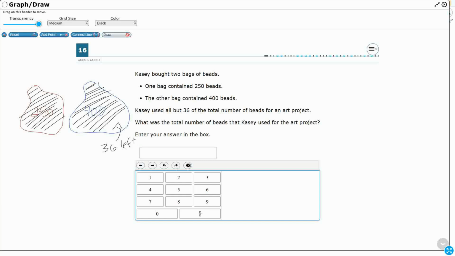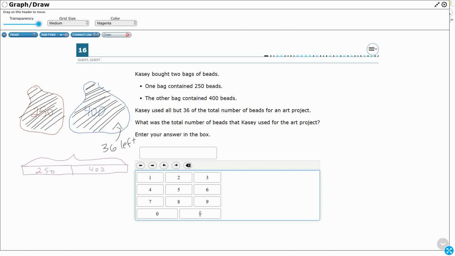I could probably also represent this with a strip diagram. So let's do that. Let's look at our total. We don't know what our total is, but I know it's made up of 2 parts. So I've got my first bag of 250, I've got my second bag of 400. I don't know what that total is, but that's pretty easy to see.